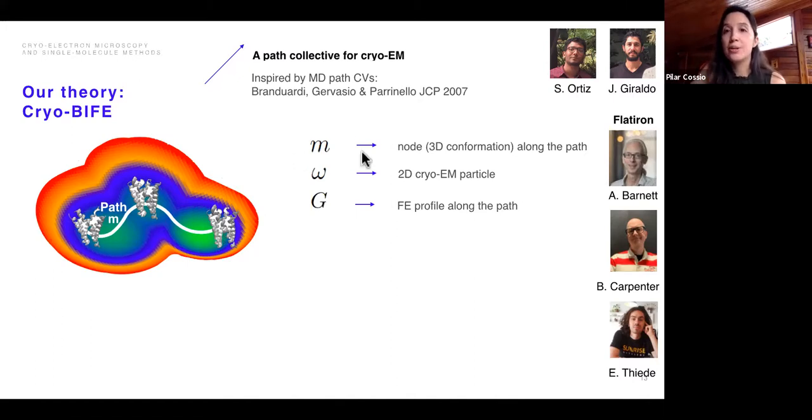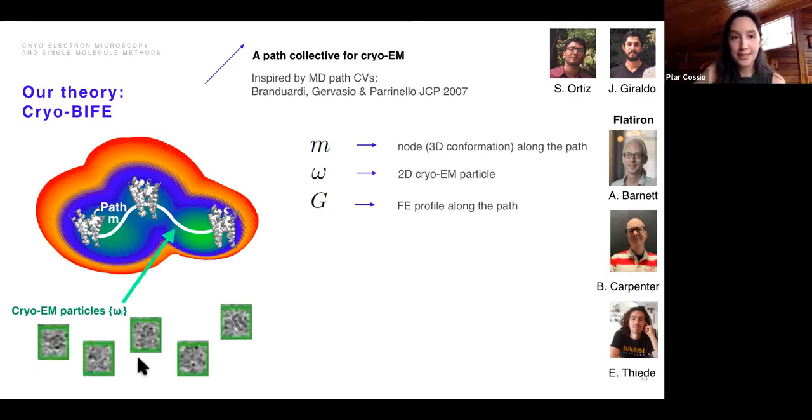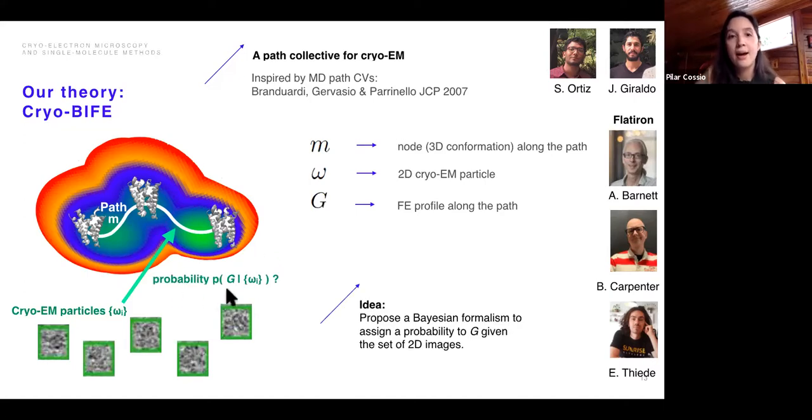So here M is going to define a node along the path, one of these 3D conformations along the path. Omega is going to be a Cryo-EM particle image, so a 2D projection. And G is going to be our free energy profile along the path. So say that we have a set of particle images and we have defined our path. What we want to develop is a method that assigns a probability to a free energy profile along this path, given the set of images. And so we're going to propose this Bayesian formalism, the Cryo-BIFE formalism, to assign a probability to a free energy profile given a set of 2D images.